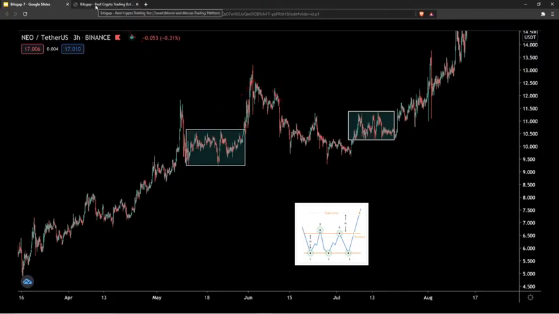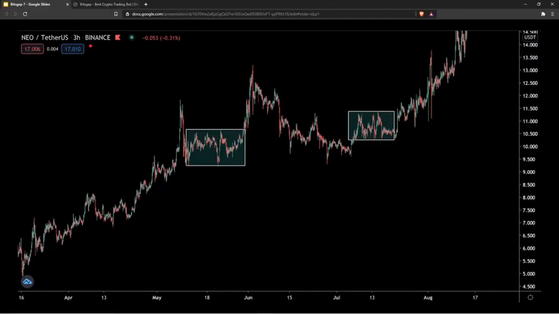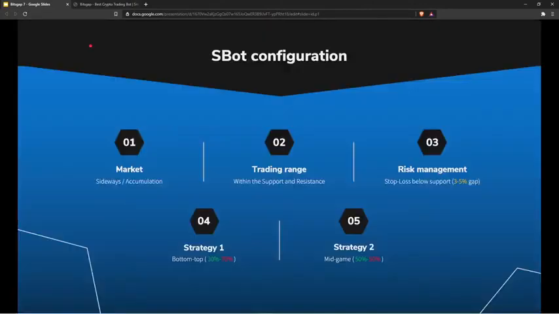And so yeah, what we learn here is that for the SBOT, we are looking for the sideways and accumulation market scenarios, which are basically synonyms. The trading range here is defined by the support and resistance lines. So regarding risk management, what I suggest is to enter the market with the configuration where you have your stop loss below the support by 3 or 5%.